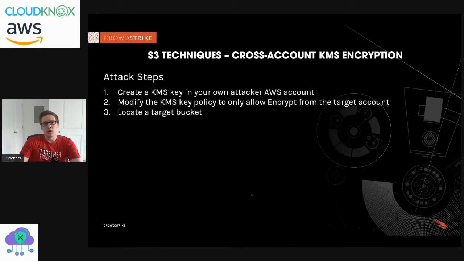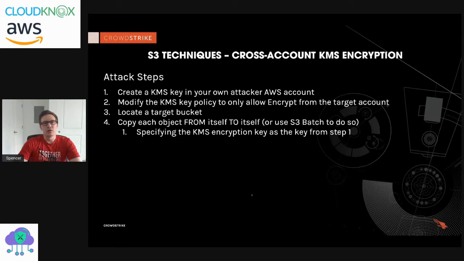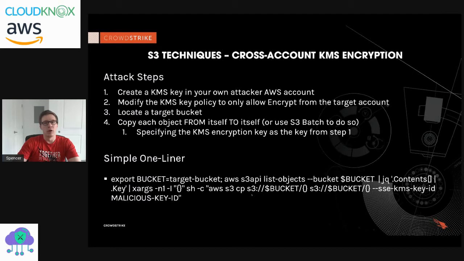Next, we're going to locate a target bucket, and we're going to use the S3 copy command to copy each object from itself to itself, which S3 Batch also allows you to do at a greater scale without having to automate it yourself. And we're going to be specifying the KMS encryption key as the key we just created in step 1. So I wrote another one-liner for this one.